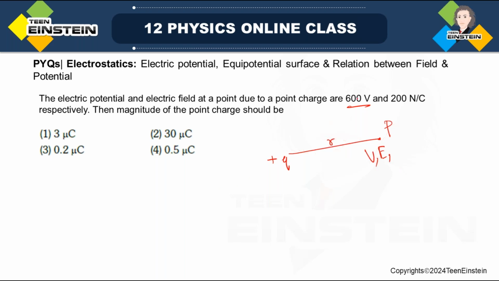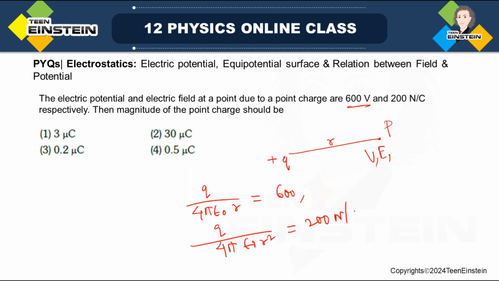What is the potential? Potential is 600 volt. So I can write Q by 4 pi epsilon naught R is 600 volt. At the same point, you have Q by 4 pi epsilon naught R square as 200 newton per coulomb, which is volt per meter. I'm sorry, this is volt alone. So these things are given.